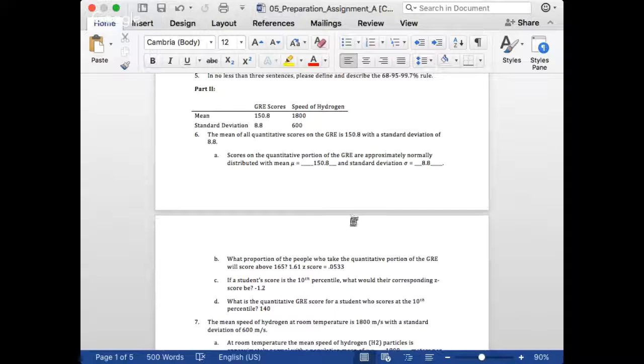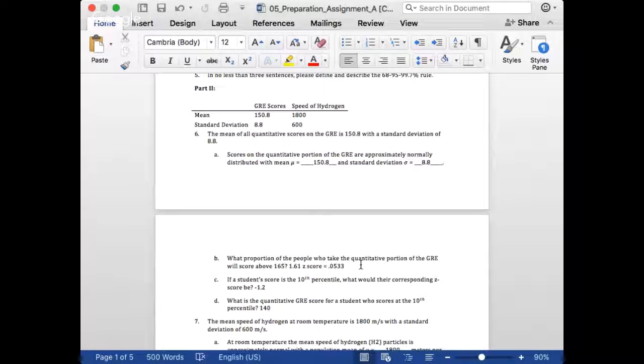We're going to start with part 2, question 6. The mean of all quantitative scores on the GRE is 150.8 with a standard deviation of 8.8. A is pretty straightforward, just putting those numbers in the correct spot. Just basically copying down the question. Easiest question in the world.